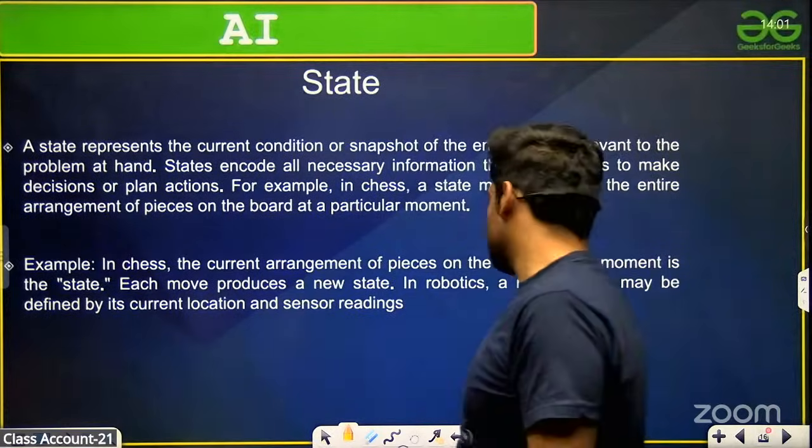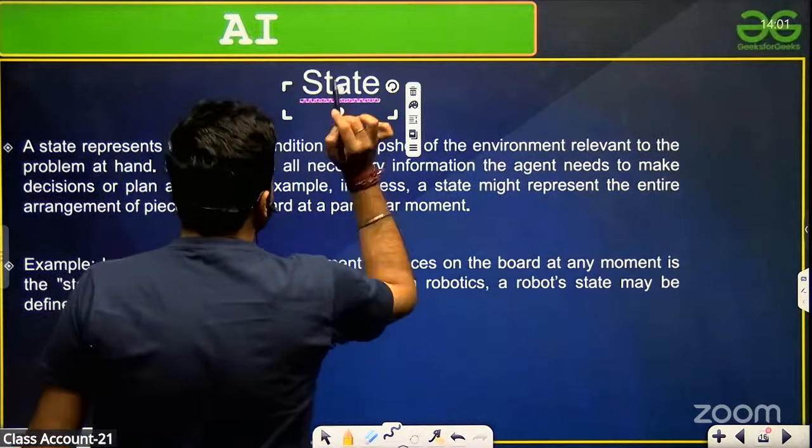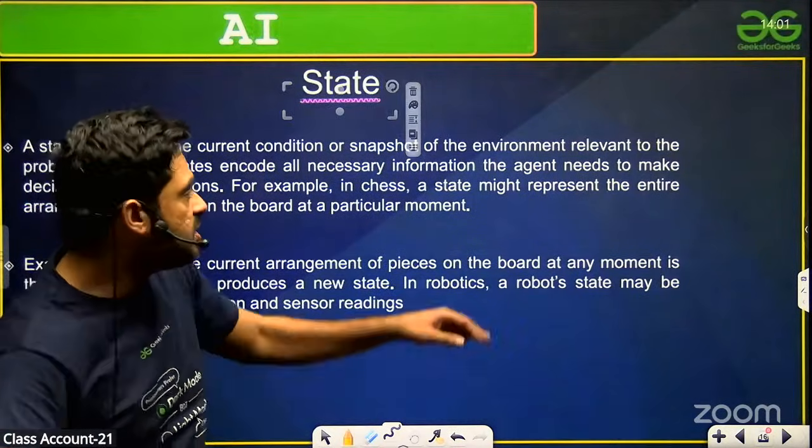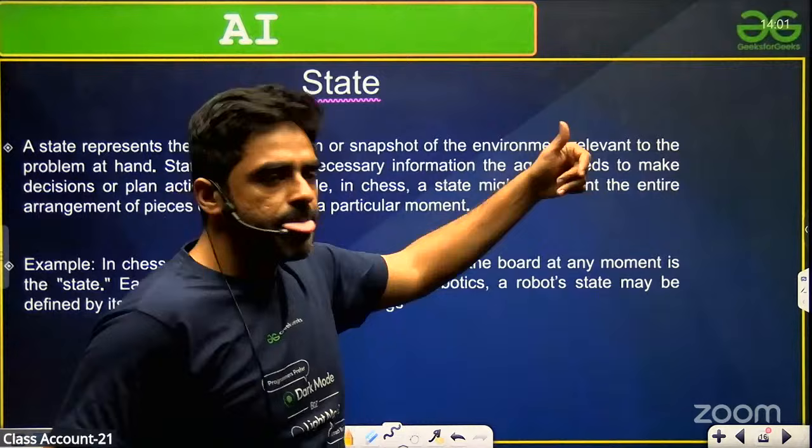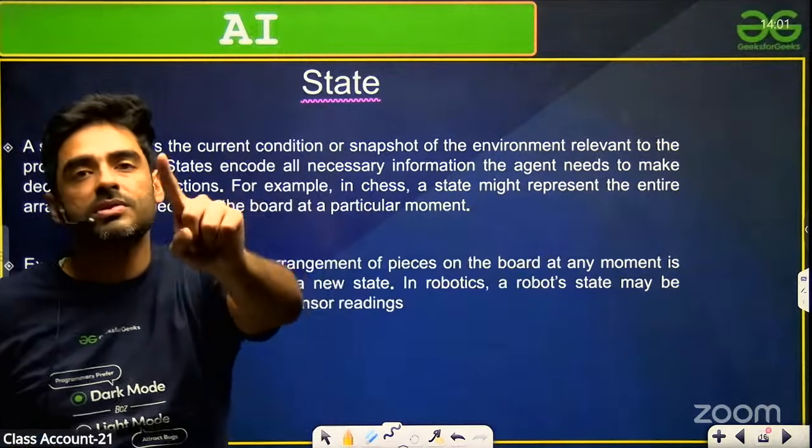Then next is state. Already we have discussed the meaning of state. Nothing you have to write, guys. This is just an introduction. It will span around half an hour, 40 minutes. After this, we'll be switching to the questions. Then we'll come to search algorithms, guys.